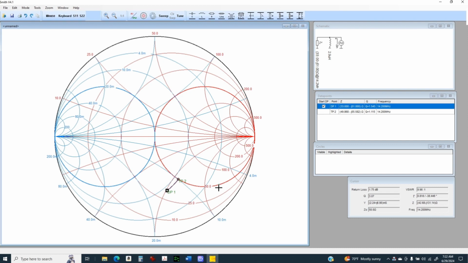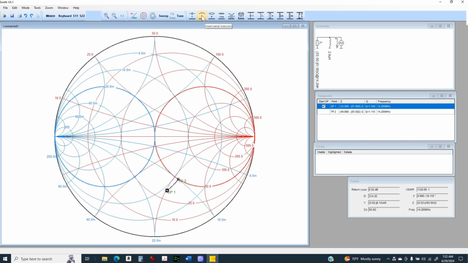What we need to do now is add something that's going to rotate us clockwise on this circle. Clockwise, we have to go clockwise on this circle to get up here. What might that be?